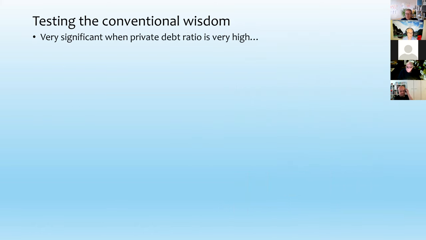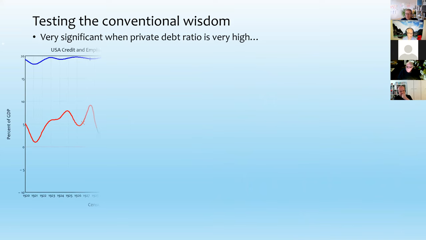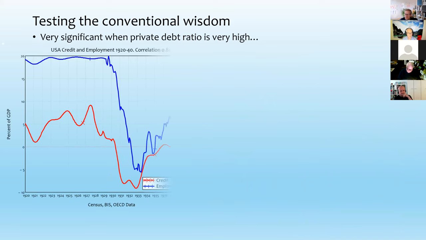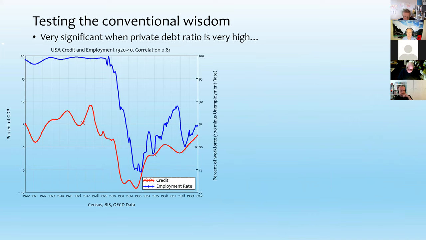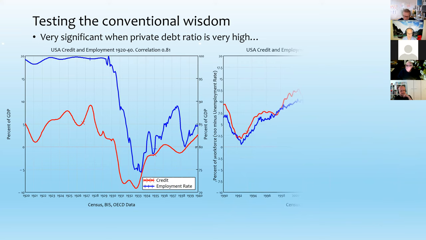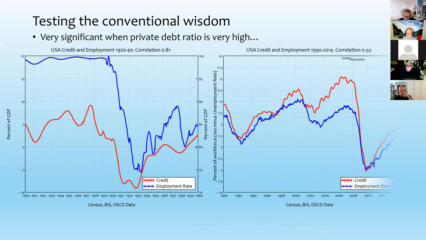If we have a high level of debt, this is the data for the 1930s: a plunge in credit, a plunge in the employment rate. Looking at the same thing in 1992, 2010 or 2014, the same story, an enormous correlation between credit and the level of employment. Credit goes up, so does employment. Credit goes down, so does employment. So this is what's being left out of mainstream economic thinking. And it's huge. This is not even a model.